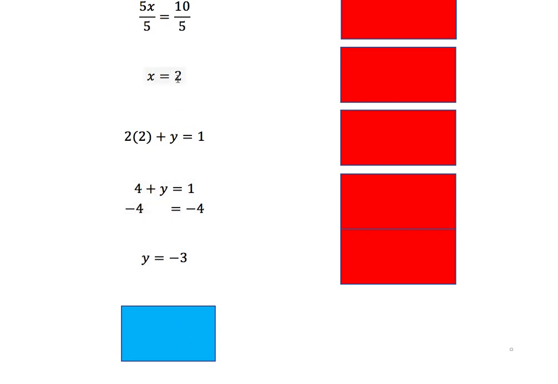So for this system, my x is going to equal 2, and my y is going to equal -3, and you would set it up as a coordinate point. Here's your x value and your y value.